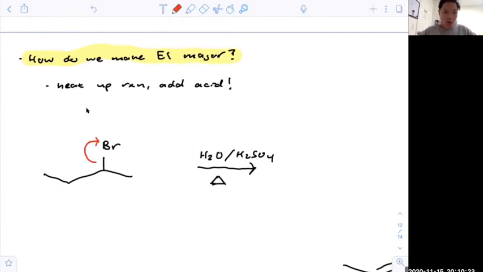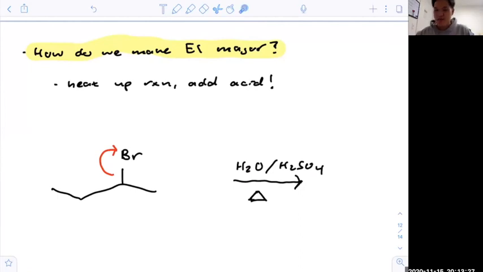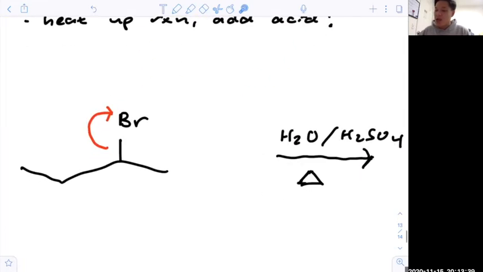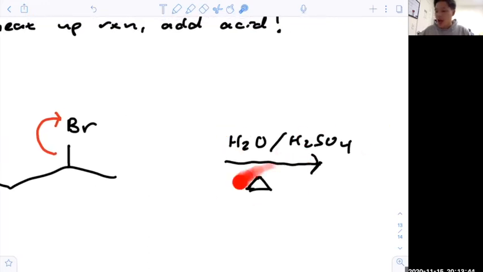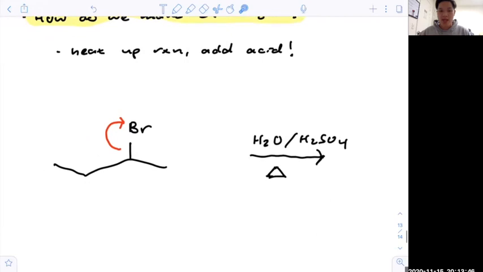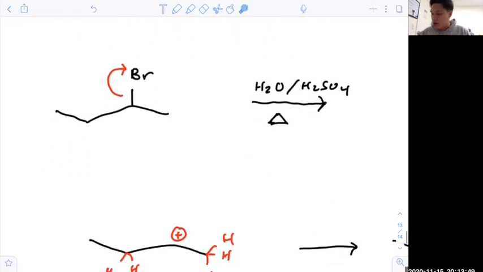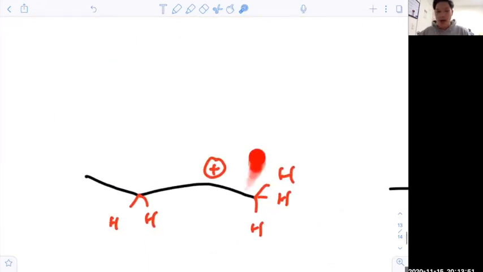Leaving group leaves, right? E1 is, okay, sorry about that. I hope this is gonna be a little bit better this time. So we were on how do we make an E1 major? And we said we would heat up the reaction and we would add acid, right? So in an E1 reaction, the leaving group leaves first. We have an acidic condition here, and we have heat, which is also added by this delta. So if that leaving group leaves, we form this carbocation right here. The reason why I messed up is because I added an extra carbon chain right here, which messed the whole thing up. So that's my fault.